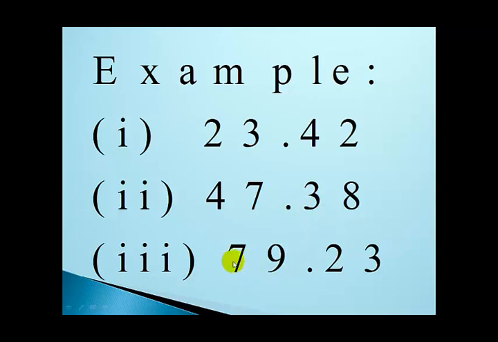Now, with 79.23, we also have two digits after the decimal point, and therefore 79.23 is also in two decimal places. Take note that the numbers before the decimal point are the whole numbers. So from 23.42, the whole number is 23. With 47.38, the whole number is 47. And from 79.23, the whole number is 79. These are all examples of decimal fractions.